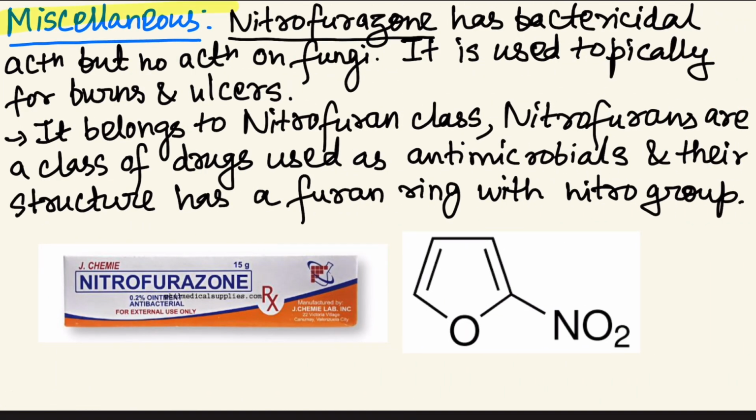Then we have miscellaneous. Under this we have nitrofurazone, which has a bactericidal action but has no action on fungi. It is used topically for burns and ulcers. It belongs to the nitrofuran class of drugs. Nitrofurans are basically antimicrobials which have a furan ring with a nitro group. So this is the furan ring to which the nitro group is attached, and this is nitrofurazone, which is commonly used for the management of burns and ulcers and is given topically.